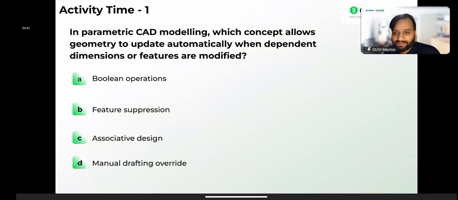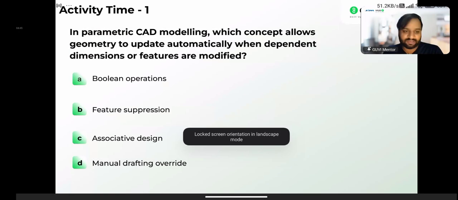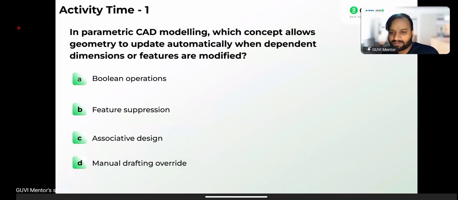So the question is, in parametric CAD modeling, which concept allows geometry to update automatically when dependent dimensions or features are modified? Also, we will learn about what basically parametric CAD modeling is. Some of you must have heard about it. No idea. Okay, we will learn that. No problem. You can answer it. C, D, C, C. Okay. C, okay, D.